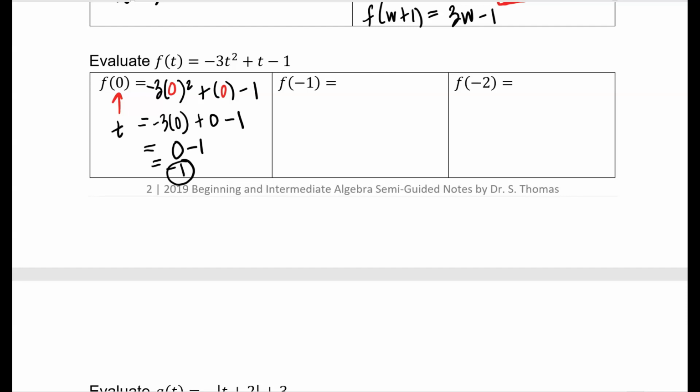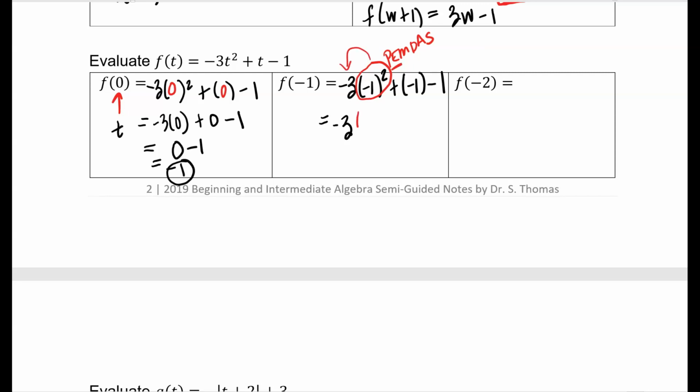Now let's try f of negative 1. T is being replaced by negative 1. So negative 3 times negative 1 squared plus another negative 1 minus 1. So here we have negative 3. Always must follow PEMDAS. Please excuse my dear Aunt Sally. Meaning, we need to do parentheses and exponents first before we decide to multiply.